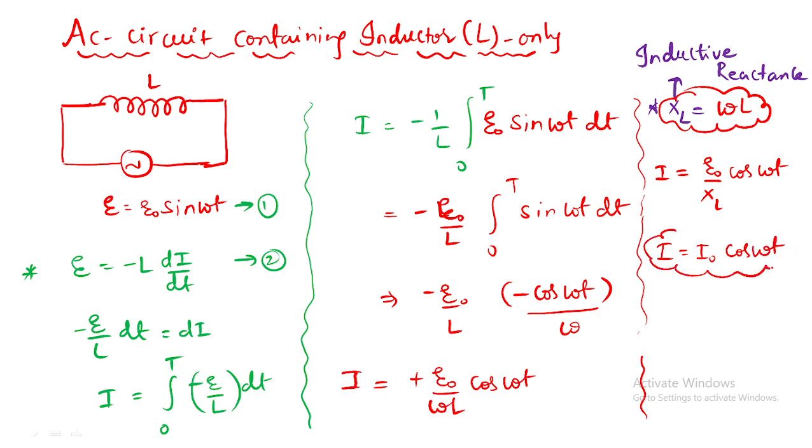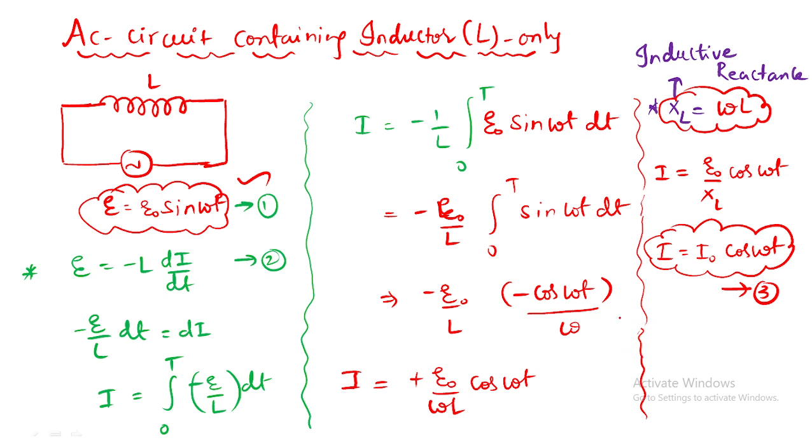That is your current. You are giving the EMF. How much EMF are you giving? Which is E naught into sine omega t. That's your first equation. But here your current is coming as a cos function, while the EMF is a sine function. The phase difference will be how much here? 90 degrees. Am I correct? So I will write it like this only.